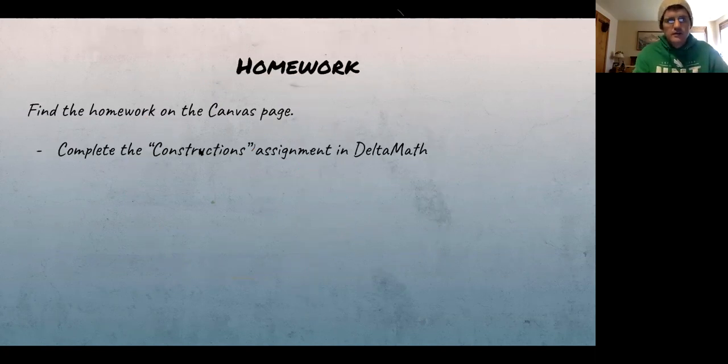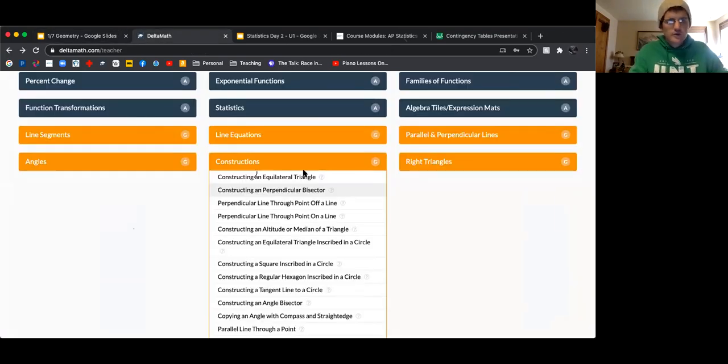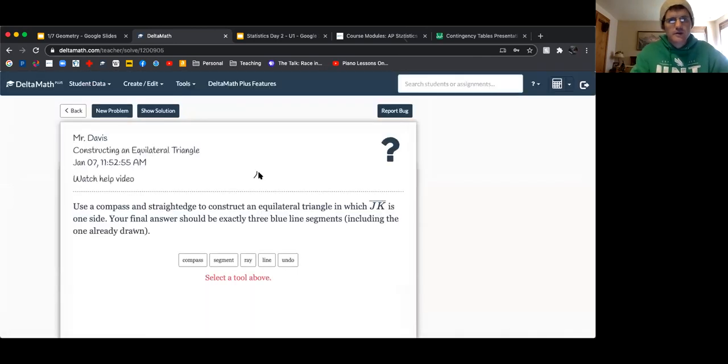And I just need to show you how to do this in Delta Math. So you hopefully have the idea. If you still have any questions on the process, please make sure you stick around afterward. But if you feel good with it, let me just show you how you're going to do this in Delta Math. Okay, so we are going to construct an equilateral triangle to begin with.